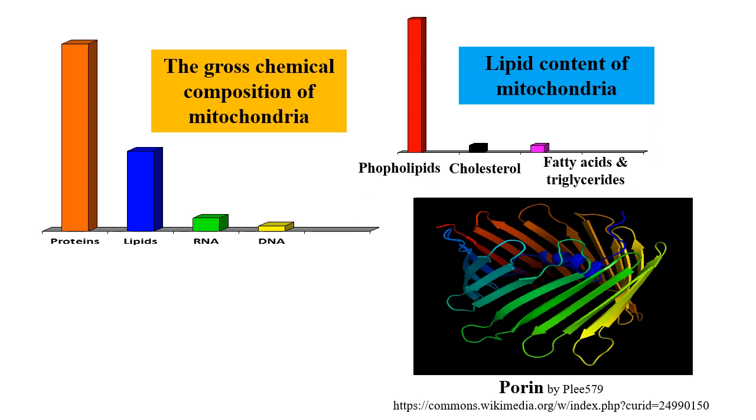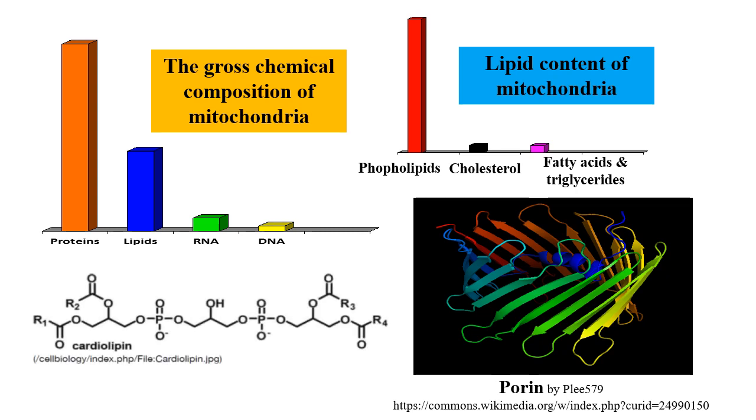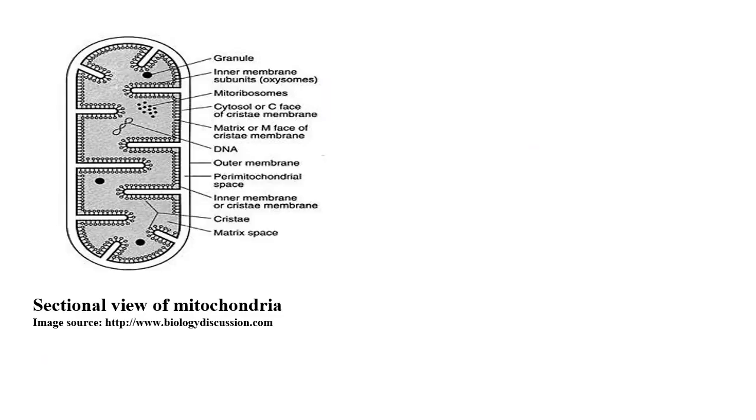The lipid content of mitochondria contains about 90% phospholipids, about 5% cholesterol, and 5% free fatty acids and triglycerides. Cardiolipin is a specialized phospholipid found in the inner membrane of mitochondria that makes this membrane impermeable to certain ions and molecules. Let us have a sectional view to peep into the inner membrane and matrix thereafter. Let us zoom into a sectional portion.